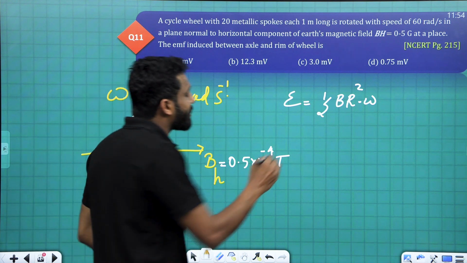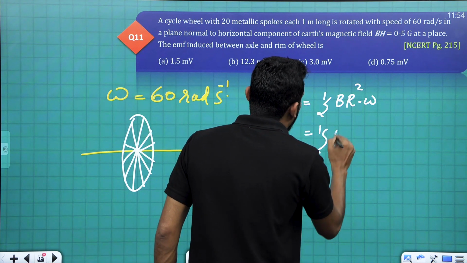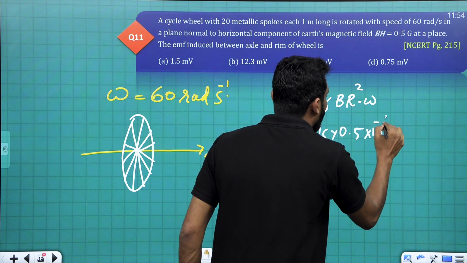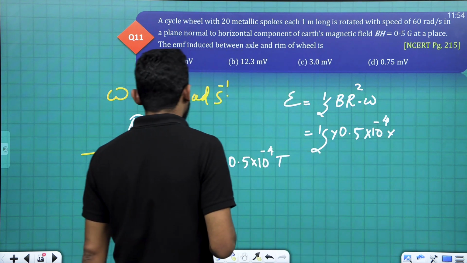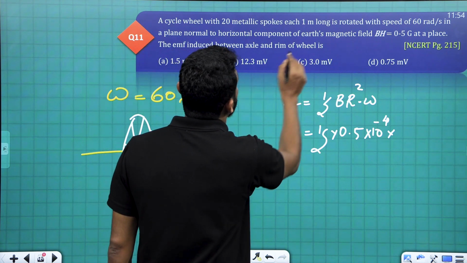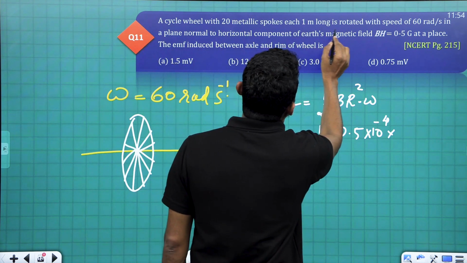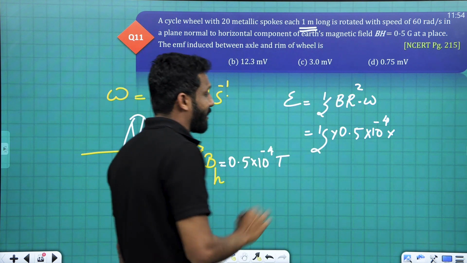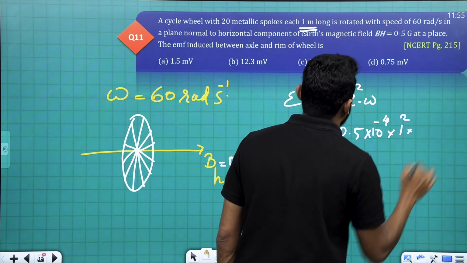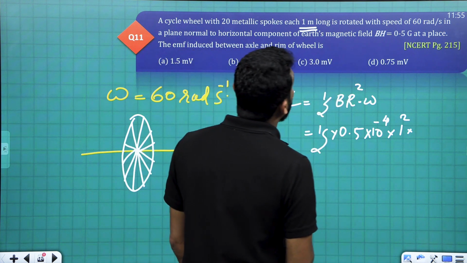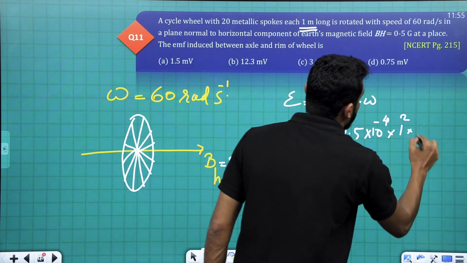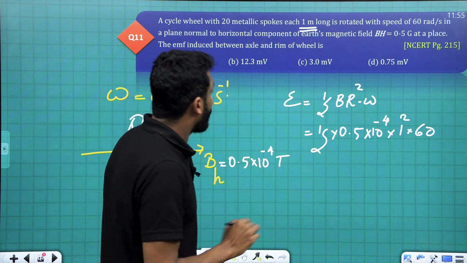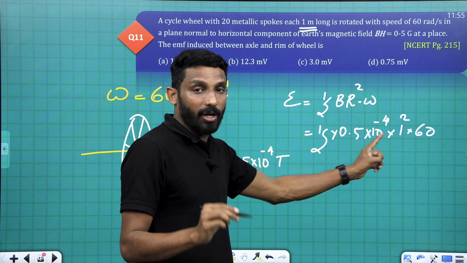So this is the answer, half into B. Now the B value is 0.5 into 10 raised to minus 4. How much is the radius? Each spoke is 1 meter long, so that is the radius, 1 square. And the omega value 60 is given. Half into B into R square into omega.